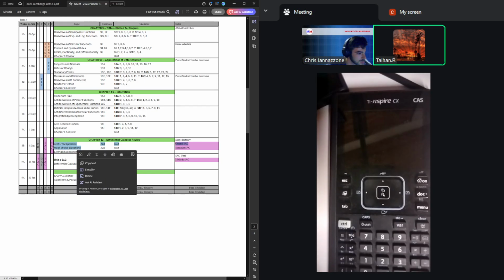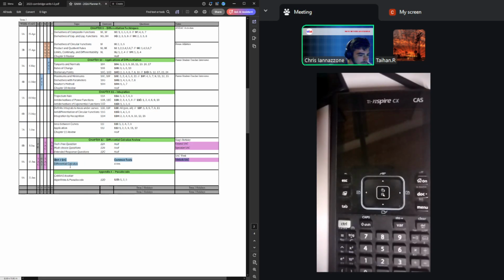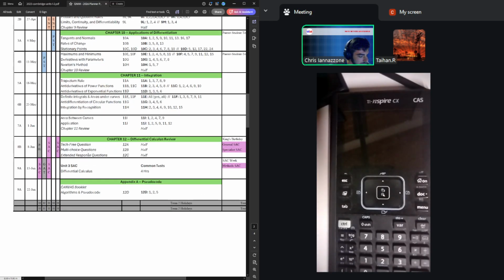Oh no, that's the review. Oh yeah, you've got it highlighted there, you're right. Sorry, I'm looking at the wrong thing. For our SACs, I don't know, because they make all of our SACs tech active. Oh, well, at least it's bound reference.